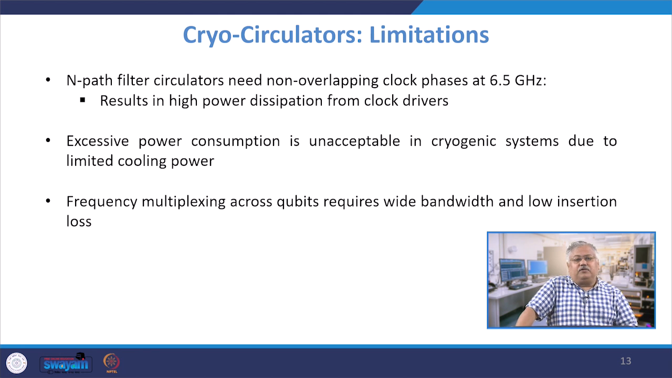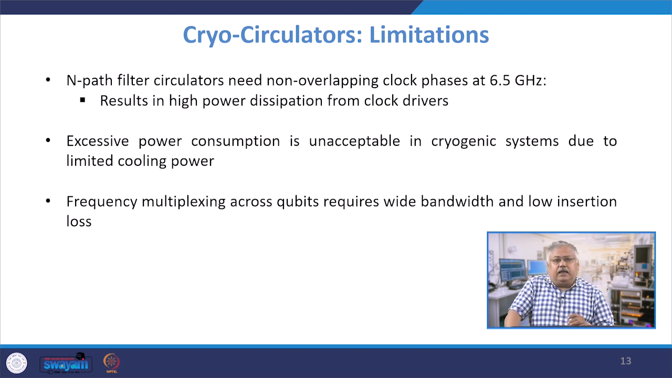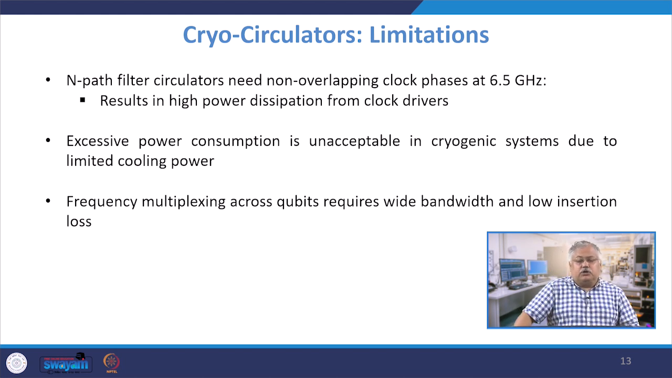Typically, when you have these filter circulators and you are operating somewhere around 6 to 7 gigahertz, the problem is that the clock drivers which operate at 6.5 gigahertz will actually dissipate large power. There are clock drivers available, and they drive the network. When they drive the network, they tend to dissipate a very large amount of power. Cryo-circulators help to do that to a larger extent, and that is one of the major limitations.